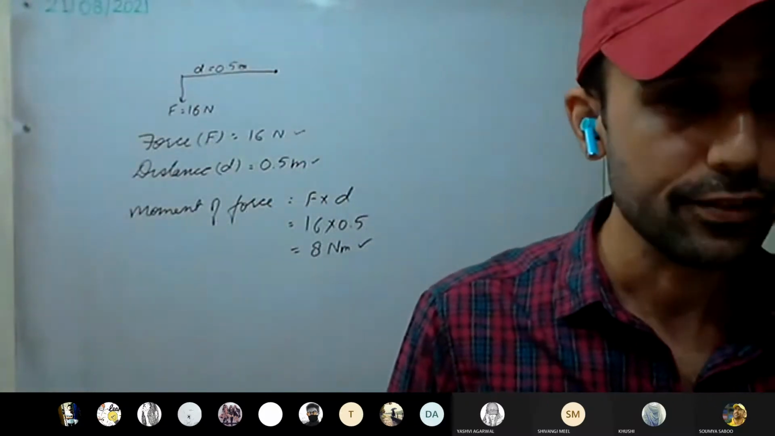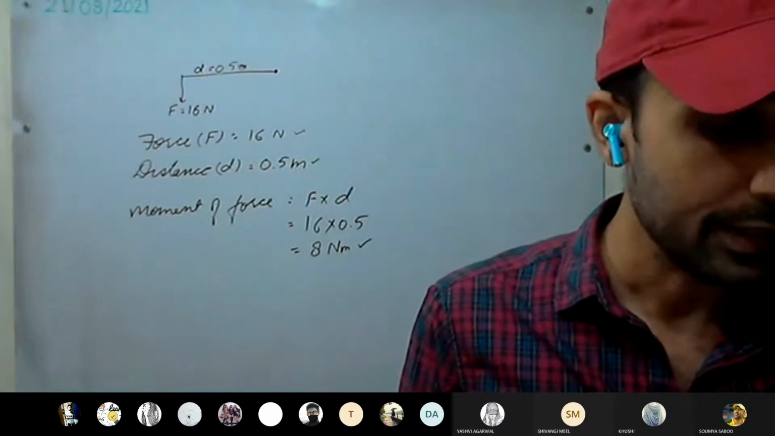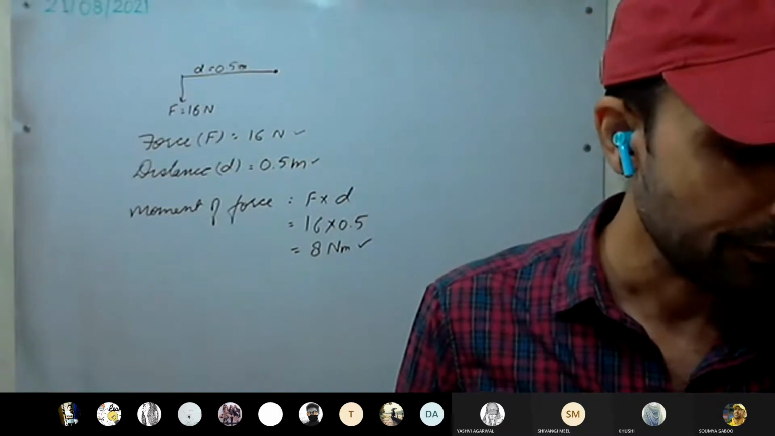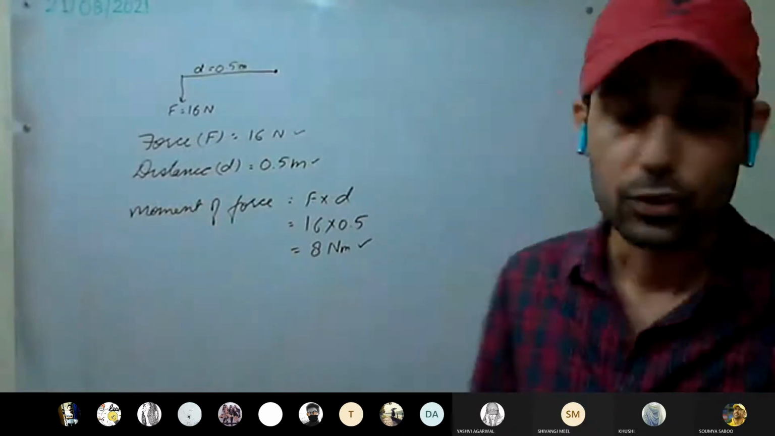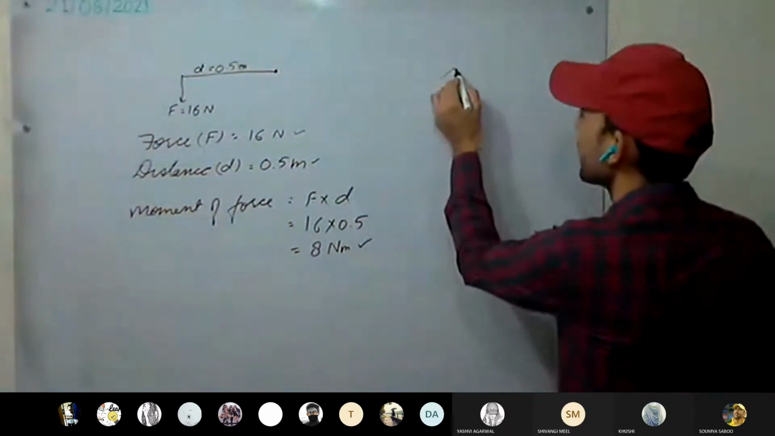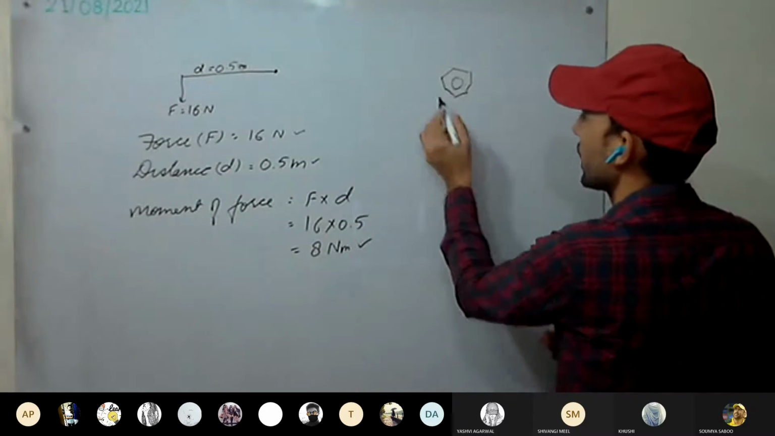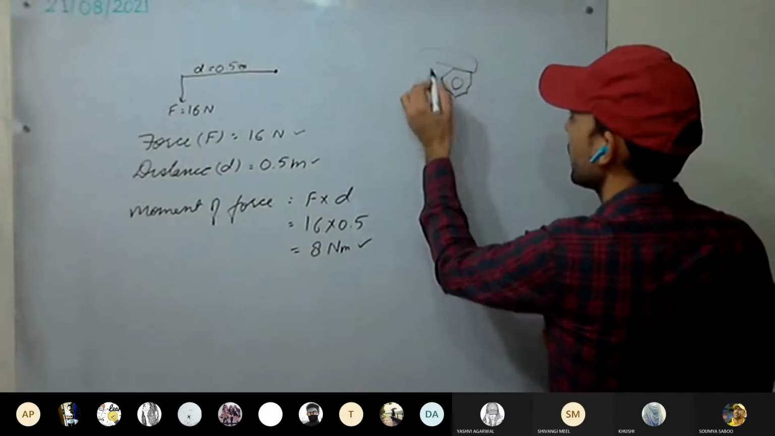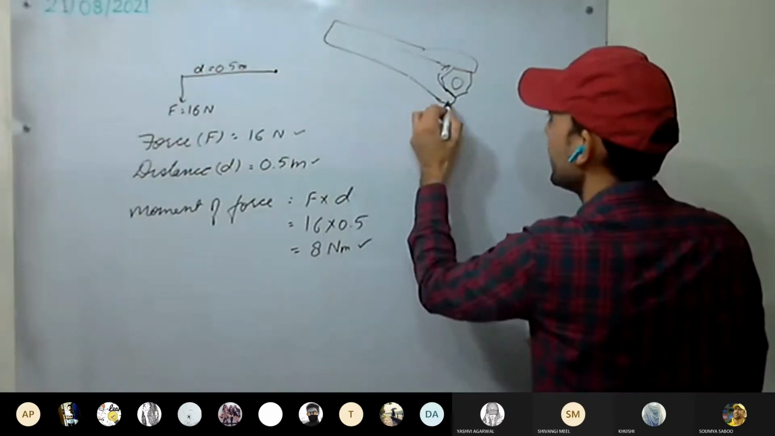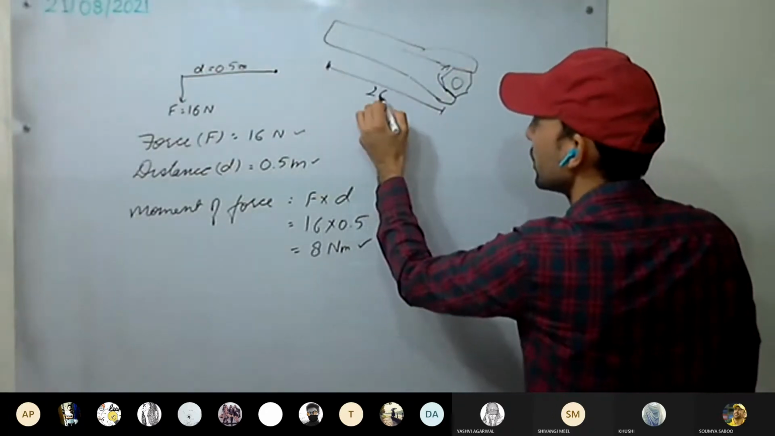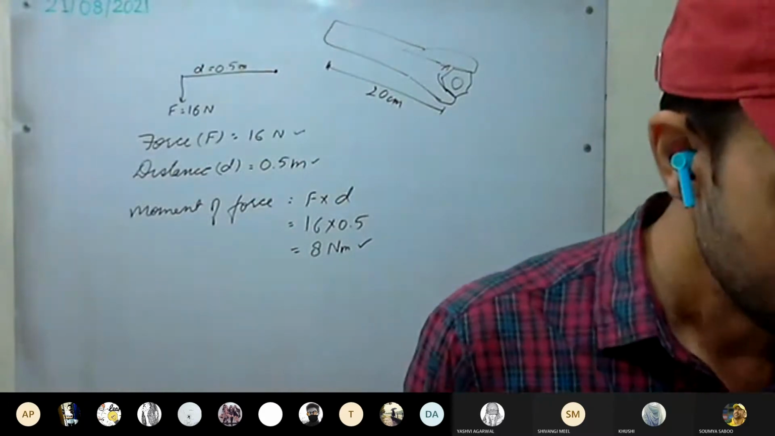Now try the second one, everyone. Read the second question. A nut is opened by a wrench having 20 centimeter arm length. So we have a nut, which you all know, and a wrench. Its arm length is how much? 20 centimeter is given.